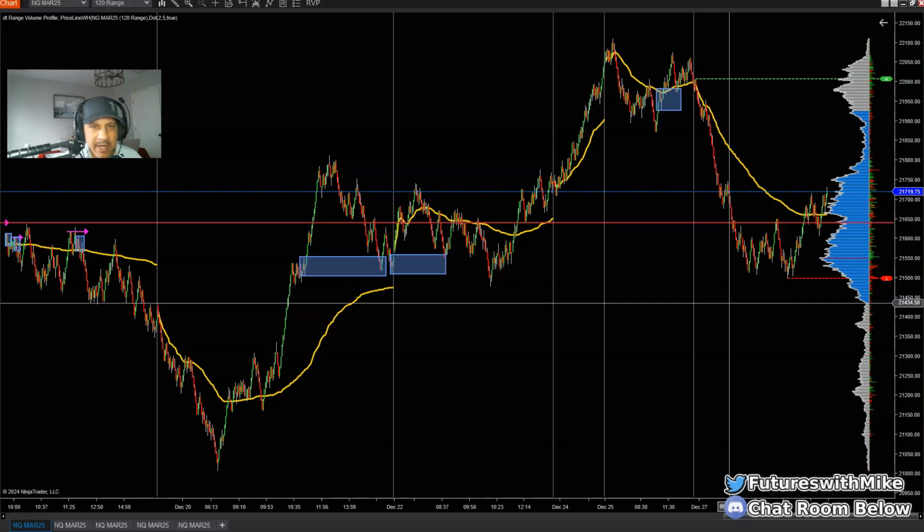As long as it's high probability. I do not like to take my trades from low probability setups, to where there's no imbalance resting back at the actual zone.